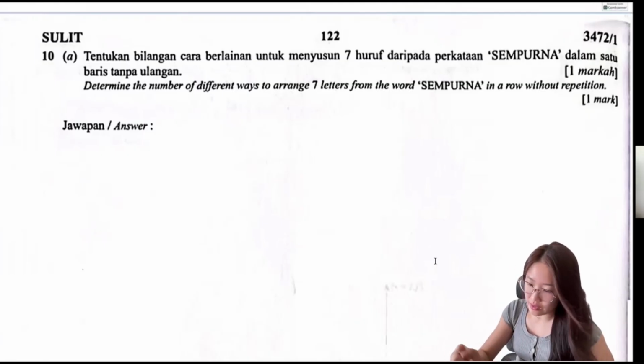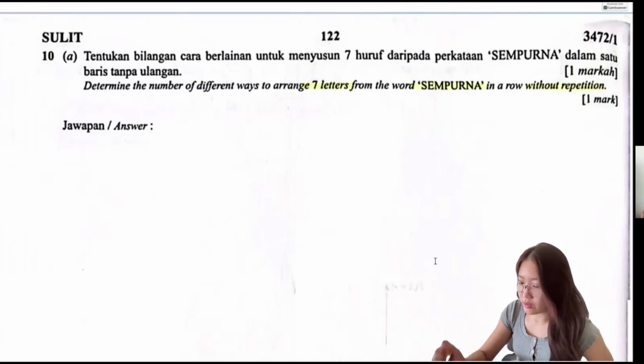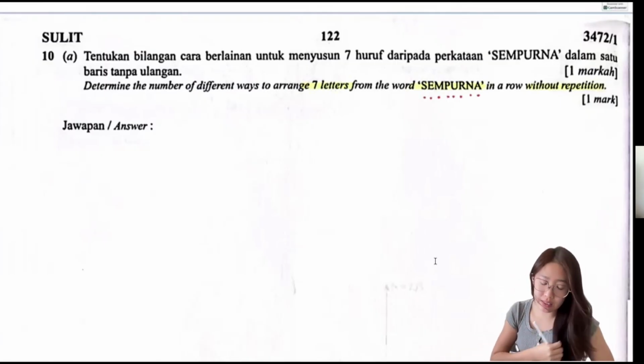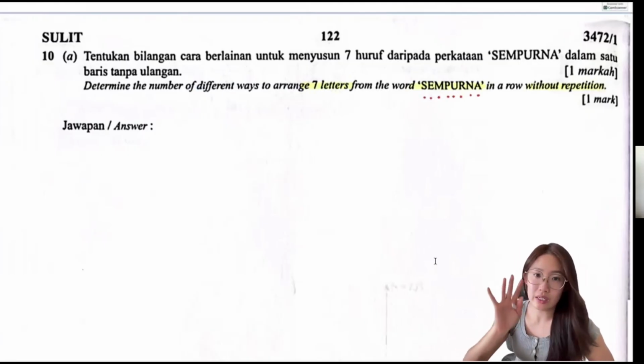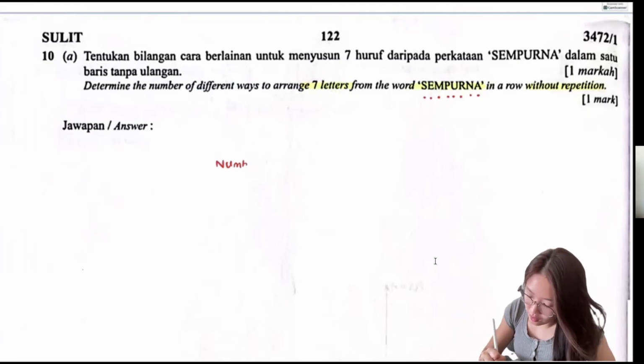All right, so let's see. We try this together. Determine the number of different ways to arrange 7 letters from the word Sampurna, without repetition. Okay, guys, Sampurna, we have how many letters here? 1, 2, 3, 4, 5, 6, 7, 8. 8 letters. Then the next thing you have to ask yourself is whether the letters are repeated or not. Same letters we have to eliminate. So here we don't have the same letters.